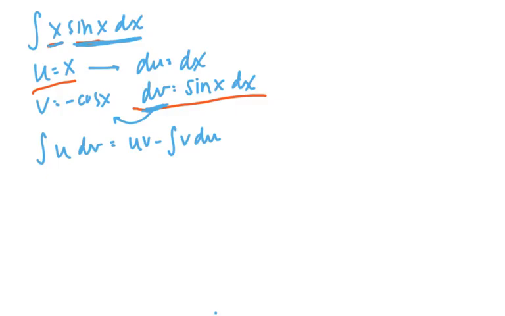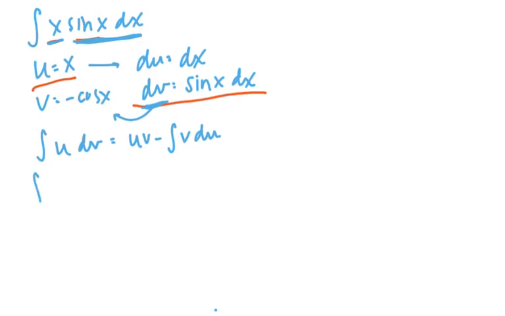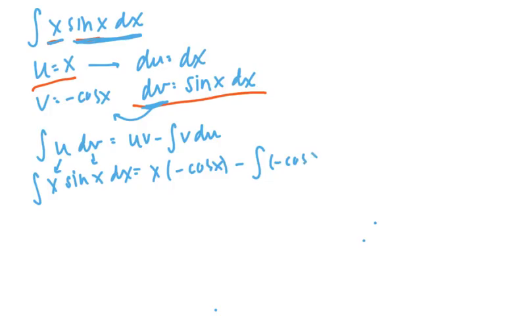So now we plug in the pieces, and we're going to say the integration of x sine x dx. Notice that's our u, and that's our dv. So uv, u is x, and v is negative cosine x, minus the integration of v, which is negative cosine x, and then du, which in this case is just dx. Now two negatives make a positive, so we're good.